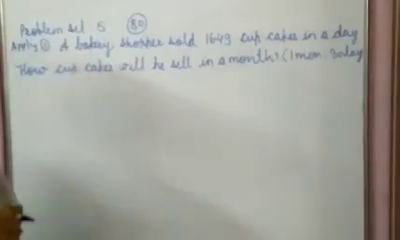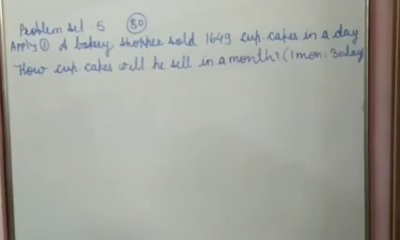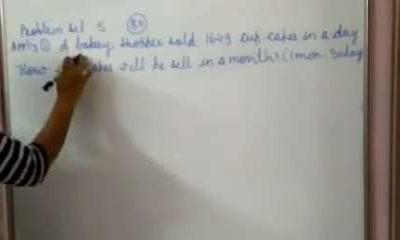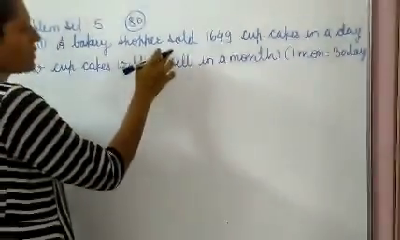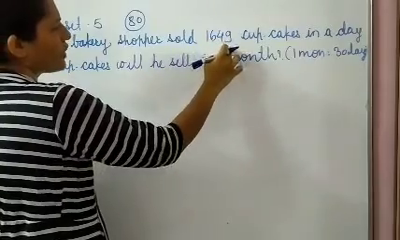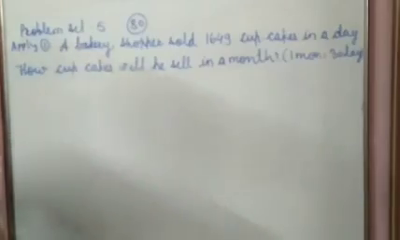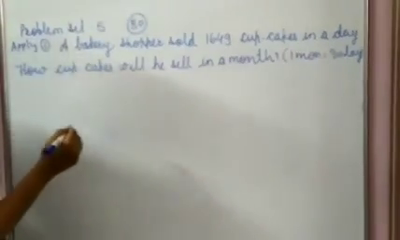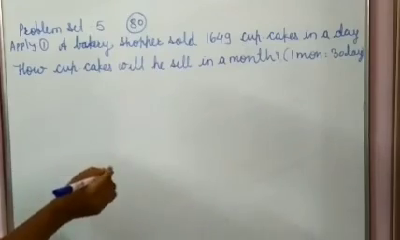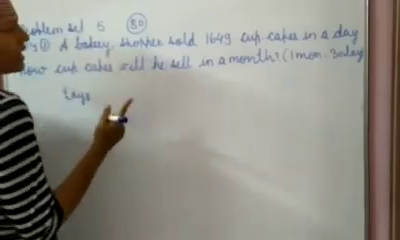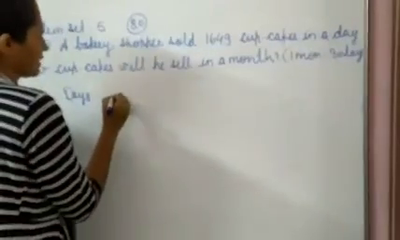So once again we read the problem. A bakery shopper sold 1649 cupcakes in a day. How many cupcakes will he sell in a month? So in one day, how many did that bakery shopper sell? 1649. And what we have to find out is how much he will sell in 1 month. So what do we write? Days and number of cupcakes.